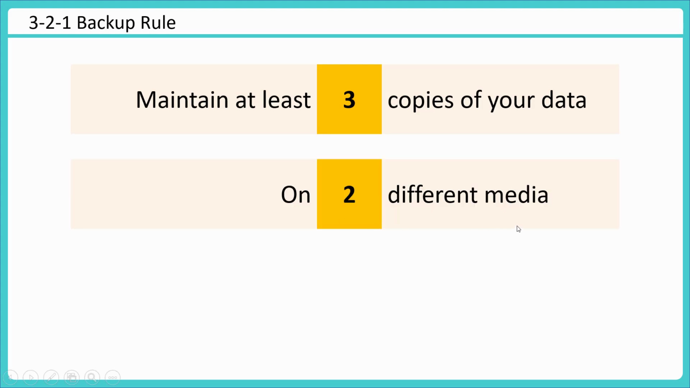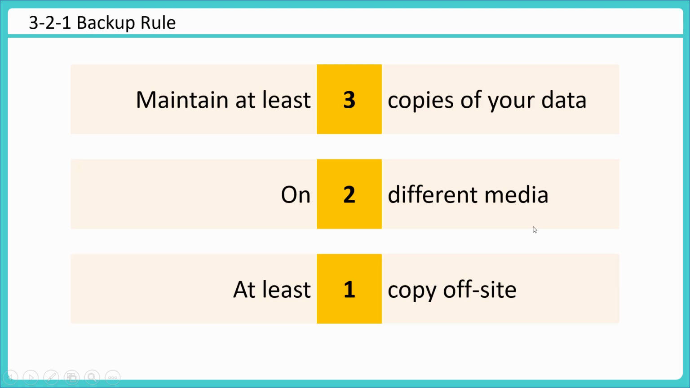Second is on 2 different media. This is the old school rule from when we used to have backup on tape media, optical drives or magnetic disk. That's why it says on 2 different media. The idea is to isolate problems which may occur because of a media failure. If one type of media failed, let's say magnetic disks are all gone, maybe I could recover from optical disk. That is where the thought process comes from, that we should have it on 2 different media.